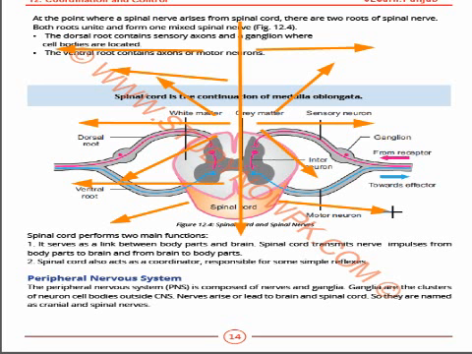And they do two kinds of work. They serve as a link between the body parts and the brain. They transmit nerve impulses from the body parts to the brain, and from the brain to the spinal cord. So this is actually the major function of the spinal cord.